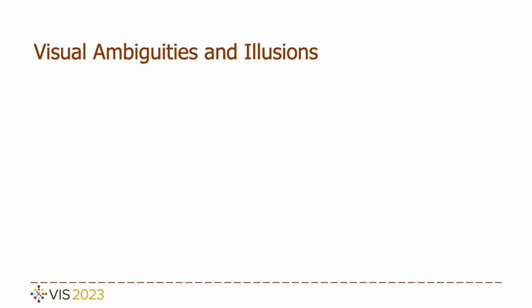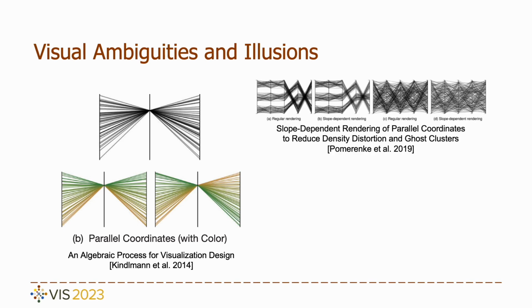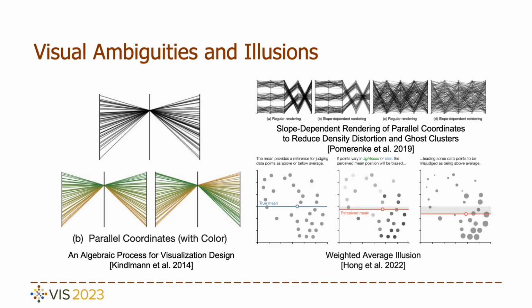Prior research has recognized visual ambiguities and illusions. The principle of ambiguous data depiction introduced by Kindlmann et al. labels visualization lacking clarity as having confusers. Pomerantz et al. addressed the relationship between slope and line permanence in ghost clusters, proposing a slope-dependent density correction method to reduce visual errors. Hong et al. examined the impact of size and lightness in scatterplots on perceived mean. However, there is currently no existing work dedicated to addressing visual ambiguities and illusions in line-based density plots.